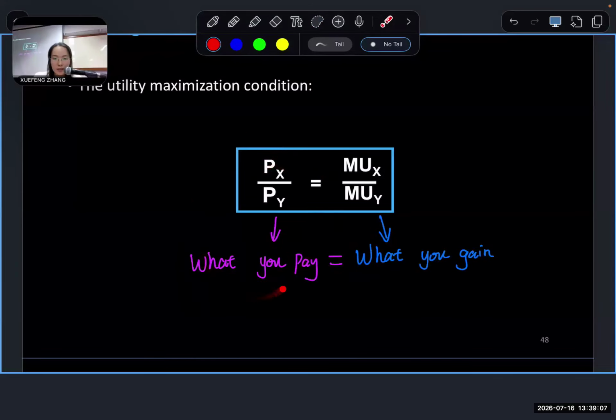And the price ratio, which is the price of X over the price of Y, is what the market says. But the ratio of the marginal utilities is the MRS, what your taste says. This is the MRS of X, Y.